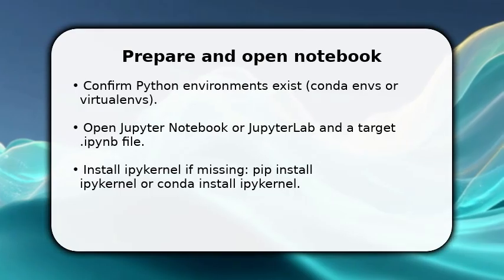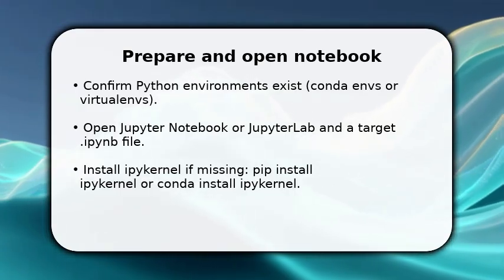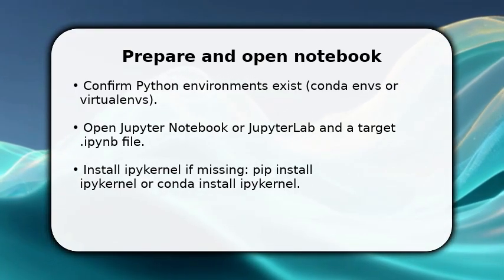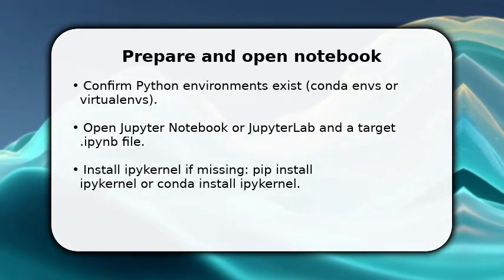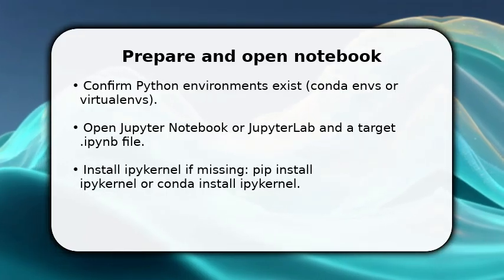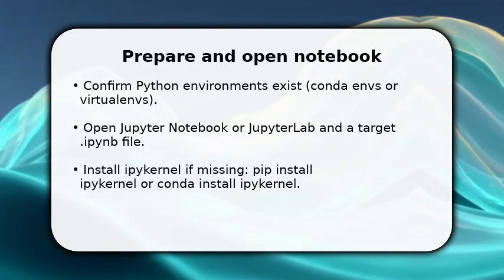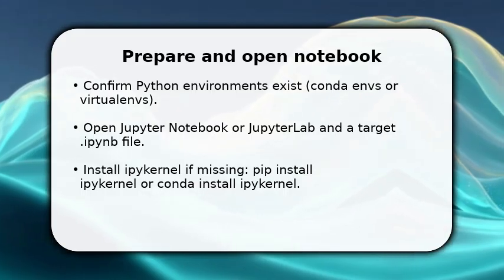You start by making sure the environment you want is available. Once done, open the notebook you will change. First, verify the environment has ipykernel installed so Jupyter can see it. If it's missing, run pip install ipykernel or conda install ipykernel in that environment.